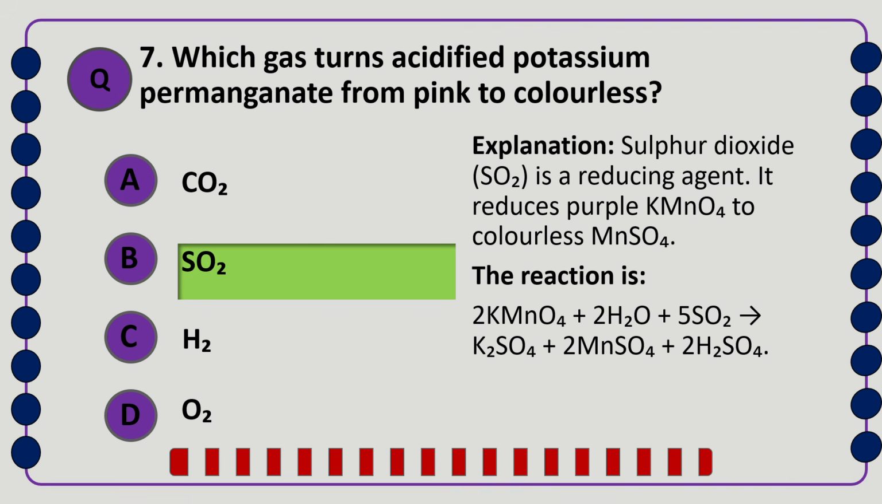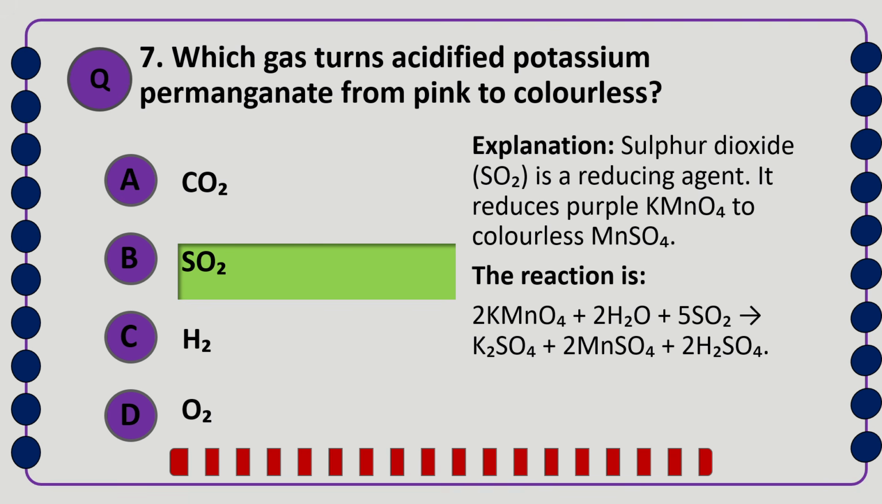Sulfur dioxide is a reducing agent. It reduces KMnO4 to MnSO4. The reaction you can see. If an observation question is asked, there is no need to write the equation. Fine. This is just to make your concept clear.